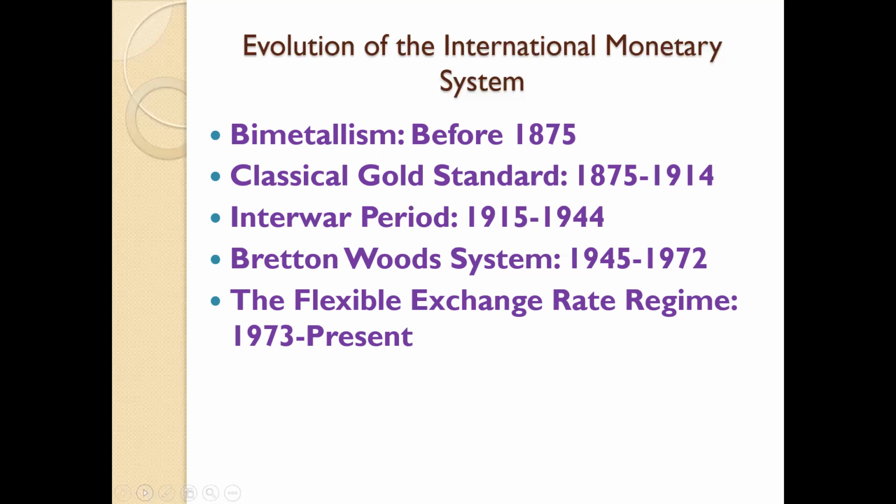Under the Bretton Woods system, the US dollar was the only currency that was fully convertible to gold. So though they had the British pound, German mark, or French franc, the only currency with the power to be converted into gold was the US dollar.